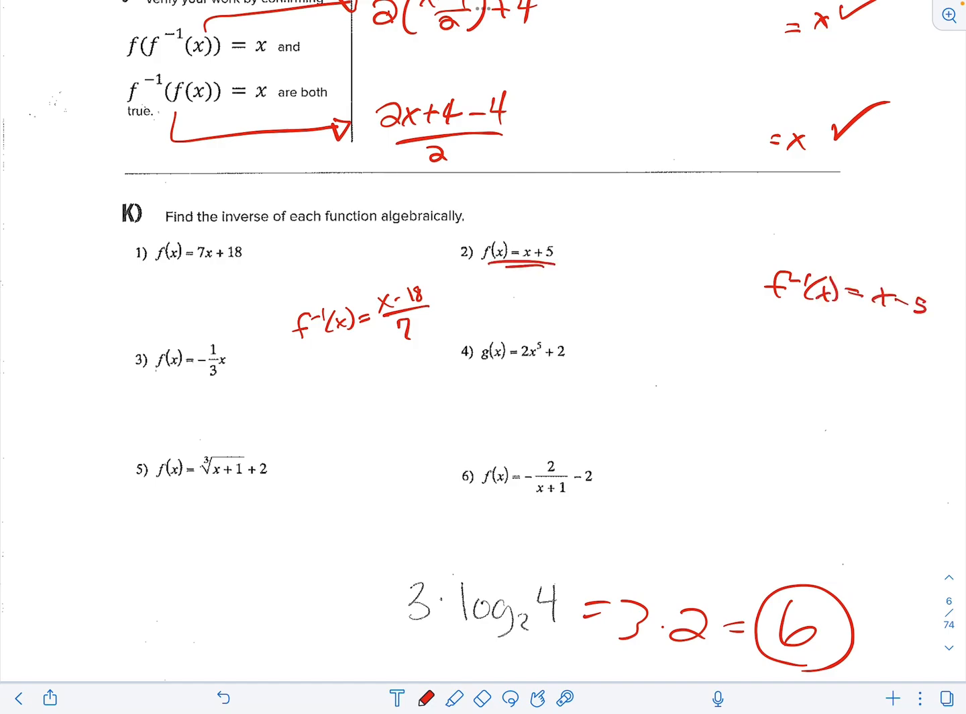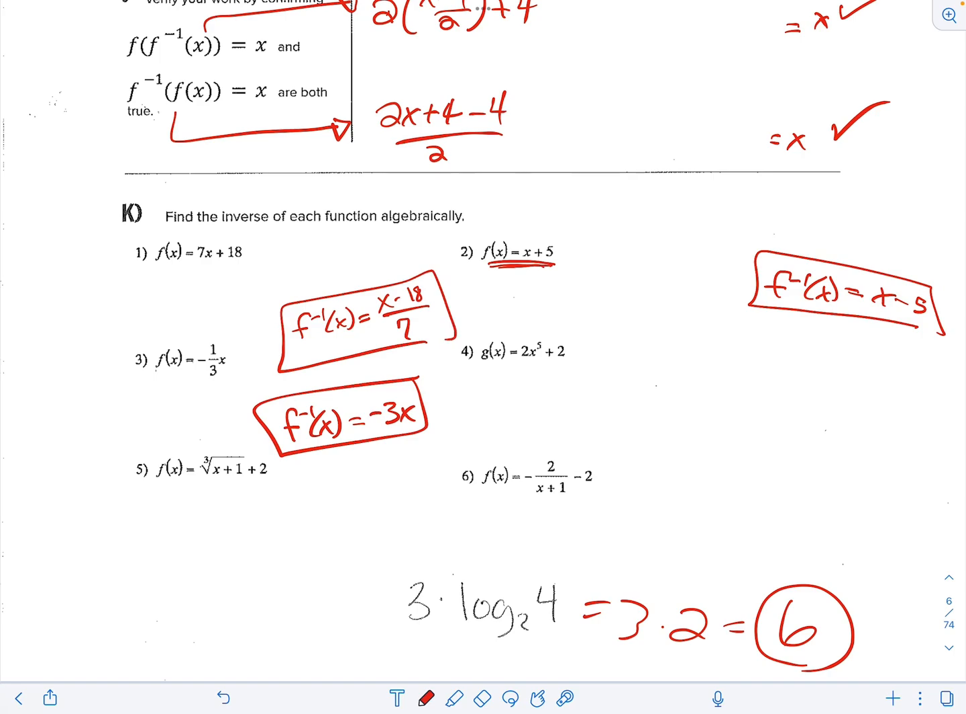Some of them, like this number 2, you can almost tell what the inverse is going to be. The function here is x plus 5. It adds 5. It makes sense that the inverse is going to take 5 away. But others may be a little bit more difficult to see what they're going to be.